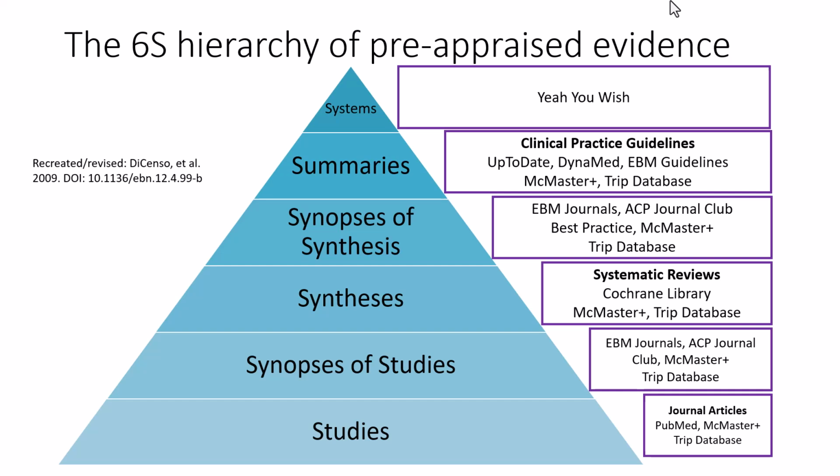For those who don't have this time or skills, synopsis of studies, which is a bit higher level, is a good one. And if there is a huge volume of evidence to answer a single question, then the higher level, which is synthesis, systematic reviews, are very good sources to answer the question. For those who don't have time to read and assess systematic reviews, there is synopsis of synthesis on top, which are published in EBM journals, or you could find them through McMaster Plus, Trip Database. And then summaries are great, because that is the greatest thing we've got.